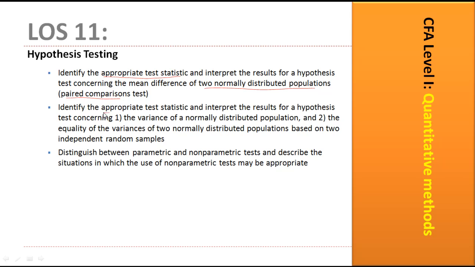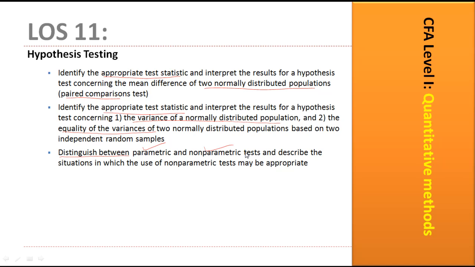Then we'll identify the appropriate test statistic and the interpretation of the result for the cases where in the first case we want to compare the variance with a number for a normally distributed population, and in the second case we are comparing the variance of two normally distributed populations. So there are different tests for these two cases. We will look into them. And finally, we will try to distinguish between parametric and non-parametric tests and the situations where each of them is applied.